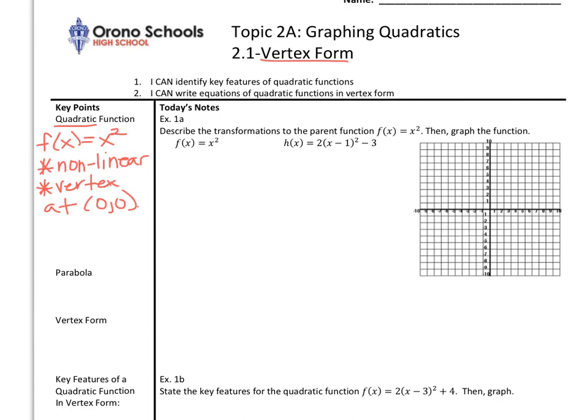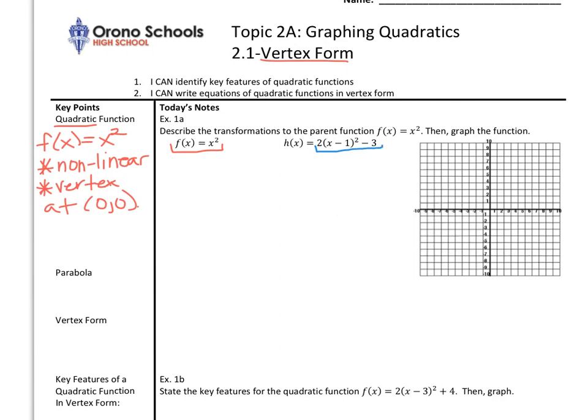From topic 1, a quadratic function is a function of the form f of x equals x squared. It's a non-linear function, and the parent function has a vertex at 0, 0. On the right, it says describe the transformations to the parent function f of x equals x squared. Then graph the function. Well, we know this is our parent function, so let's look at describing what's happening with h of x. H of x equals 2 times x minus 1 squared minus 3.